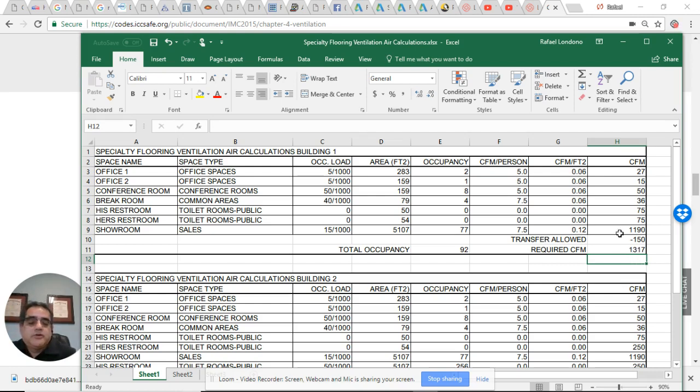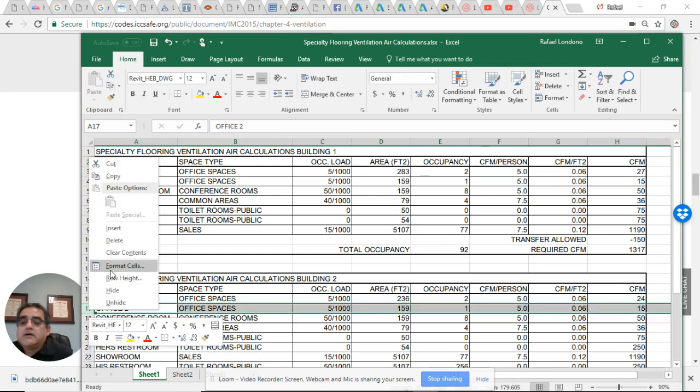Very quickly, let's do building number 2, because it's only got 4 rooms. So building number 2, how does it work? Office 3, it's an office space, same occupancy load. All we have to change here is the area, which is 236. Boom, done. We can get rid of office 2.